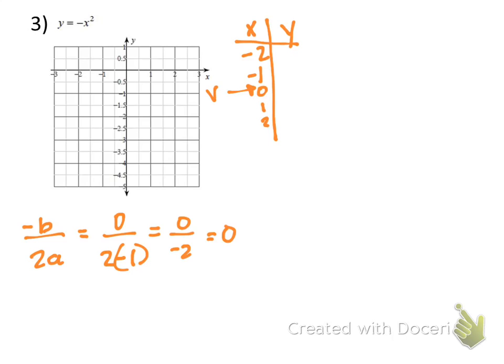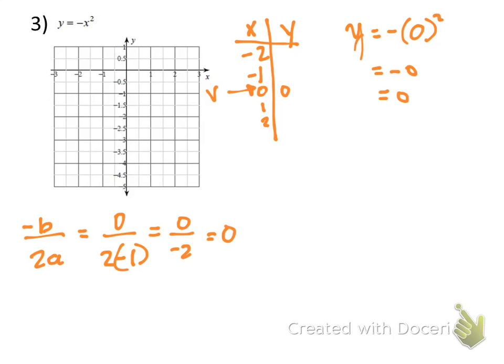So I put a little v here to remind myself that's the vertex. I'm going to plug in 0 first, so y is equal to negative 0 squared. Remember, I'm putting the x value into its own parentheses. 0 squared is 0, negative 0 is just 0. There's no such thing as a negative 0, so the answer is 0. Okay, that's your vertex. Now we're going to plug in, let's use positive 1, okay?